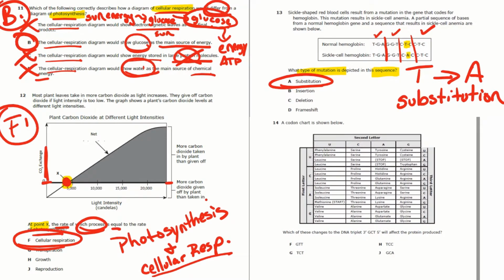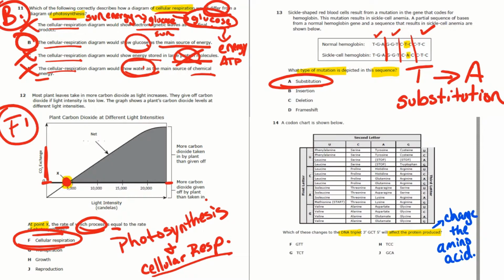Number 14, a codon chart is shown below. Which of these changes to the DNA triplet GCT will affect the protein produced? Now they're telling you that this is a DNA triplet, and they want to know which of these changes are going to affect the protein produced. In other words, which one will change the amino acid.